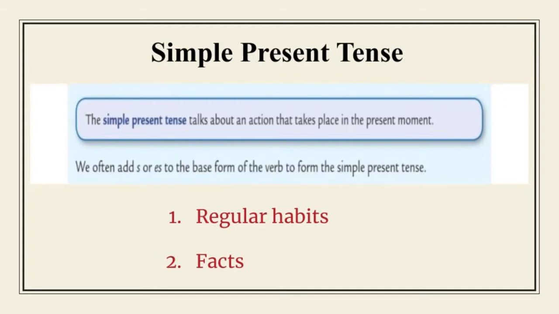What do you mean by simple present tense? It talks about current situations, and not only current situations, it is used to describe habits like regular activities, unchanging situations, and general truths or facts. And one more thing, the simple present tense is formed by using the base form of the verb and adding s or es to the verb for third person singular.